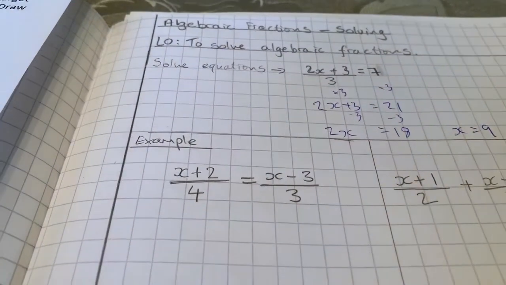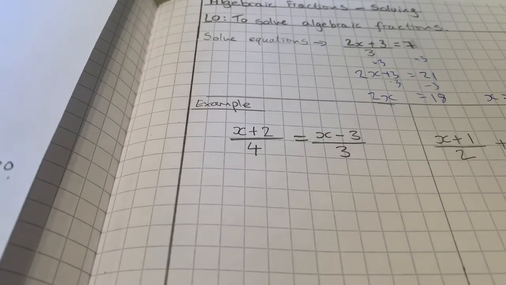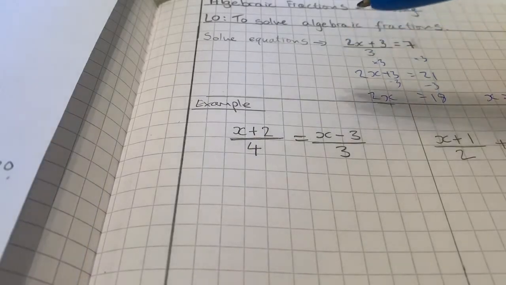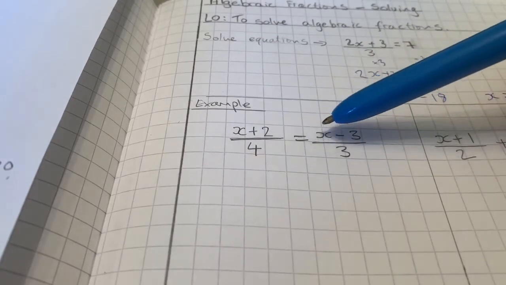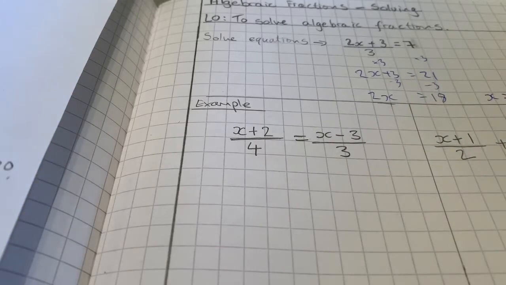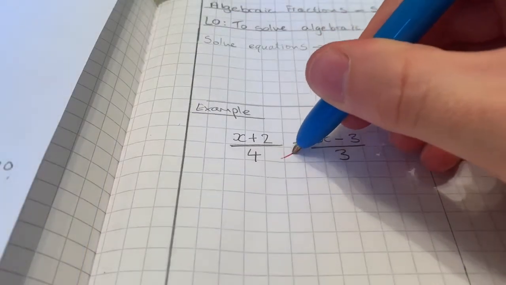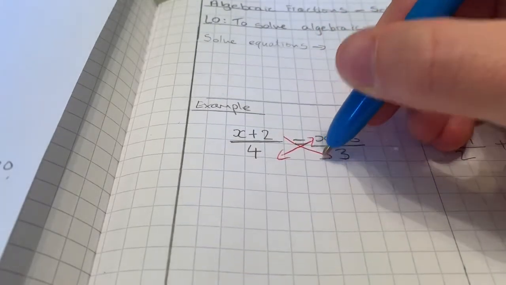So first one we look at here. I've got 3 different examples of different ways you might see these. They're not the only ways they'll come about, but they're the ones I'm showing you for now. So here we've got (x + 2) over 4 equals (x - 3) over 3. Now, to start solving this, what you need to do is something called cross multiplication. So you're cross multiplying that with that, and this with this.